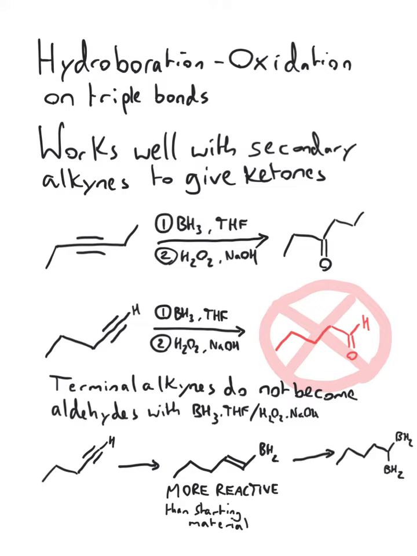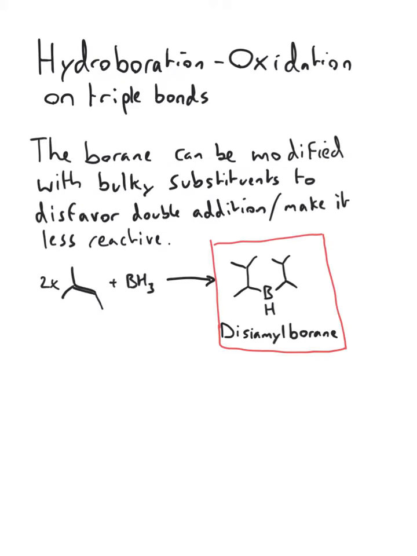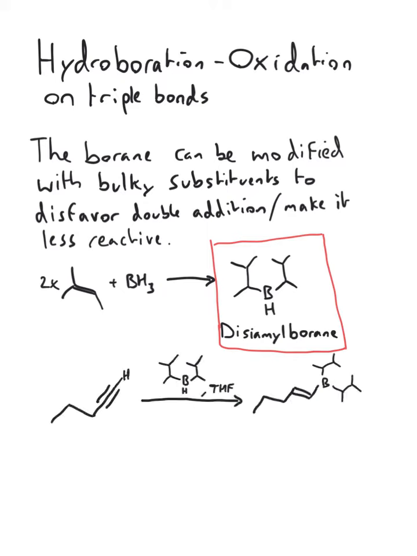So it turns out making aldehyde is more difficult than making the ketone. Boo. Well, this is a problem, but at the same time, it can be solved. The borane can be modified to make it much more bulky so that a second addition just does not fit on that carbon. Right? We disfavor the double addition. So how do we do that?